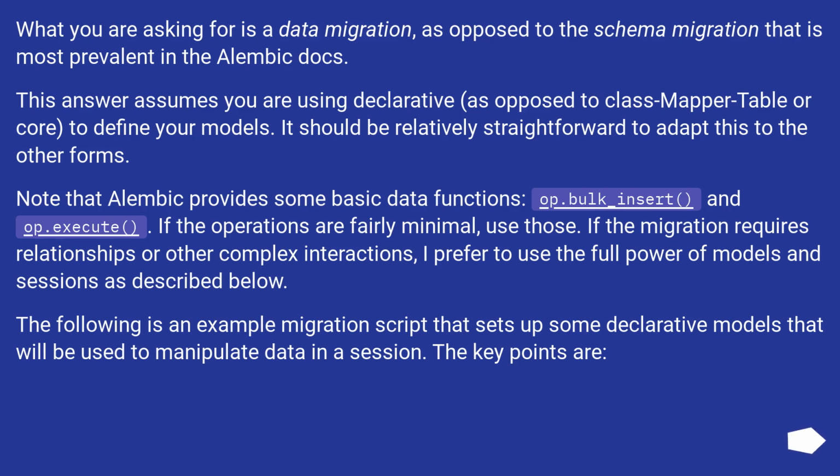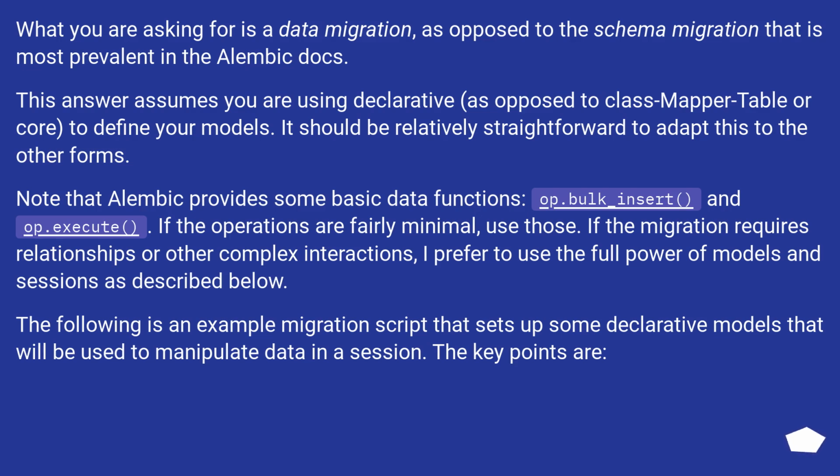What you are asking for is a data migration, as opposed to the schema migration that is most prevalent in the Alembic docs. This answer assumes you are using declarative, as opposed to classical mapper, table or core, to define your models. It should be relatively straightforward to adapt this to the other forms.